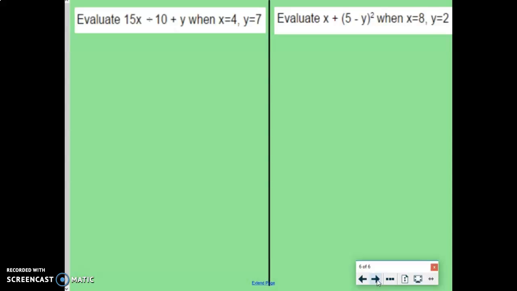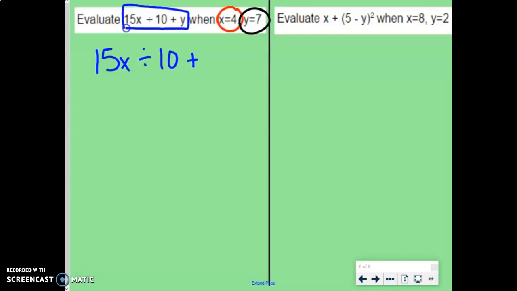First one, evaluate 15x divided by 10 plus y. That is the algebraic expression. We also know that the variables x equals 4 and y equals 7 are true. So the first thing that we need to do is replace those variables, those letters within that current problem, with what those letters or variables actually stand for. So we're going to replace that x with a 4. See how I put it in parentheses?